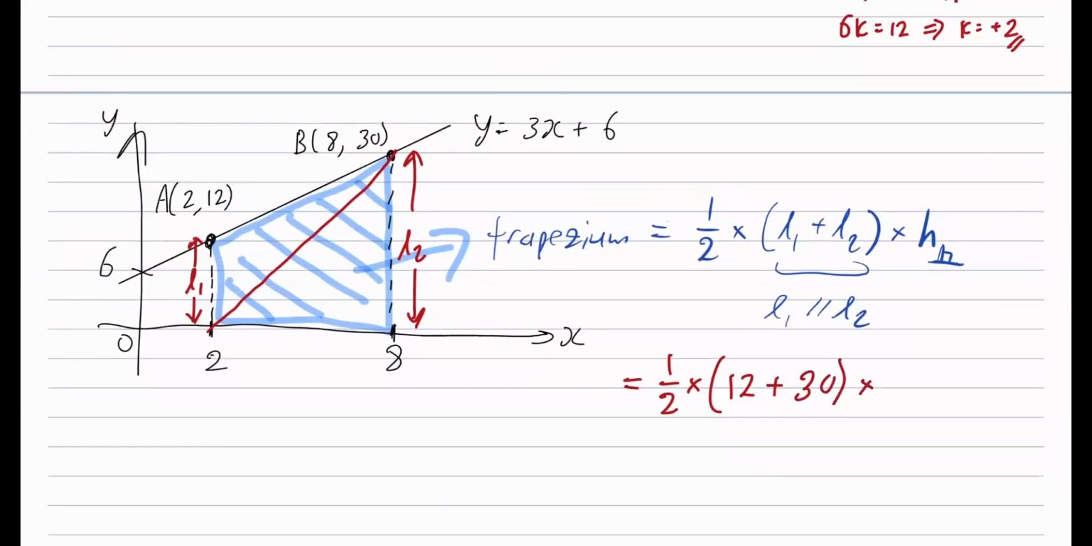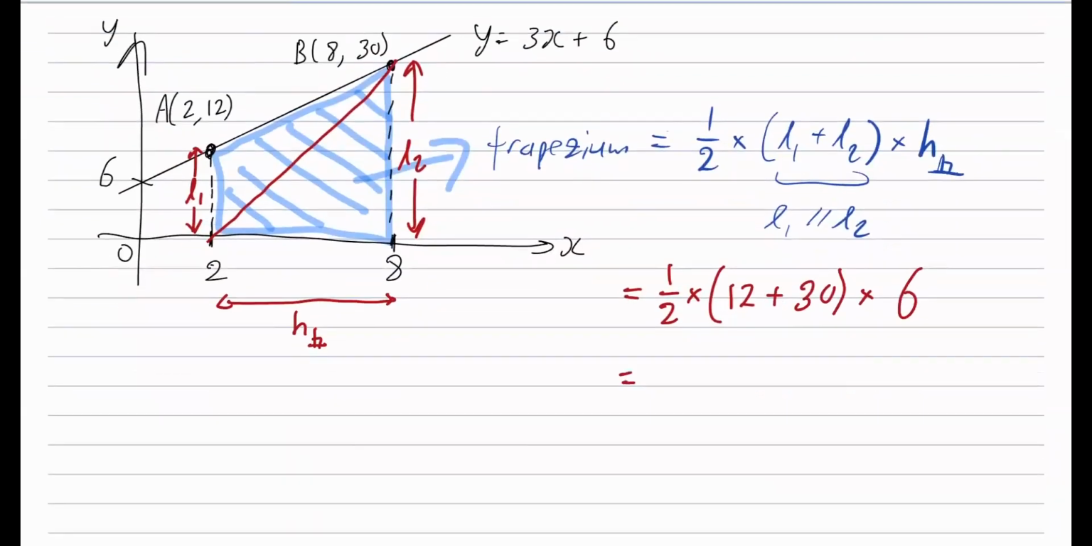And then the perpendicular height is over here. It's just that the height is slanted here. So this is just 8 minus 2, which is 6. Coordinate geometry must be strong now. Need to go and recap your coordinate geometry, okay? 42 divided by 2 is 21. 21 times 6, what is this? 126 unit square. That's the area.